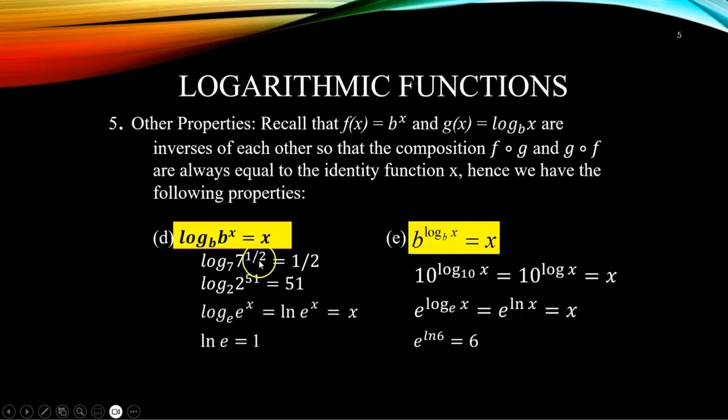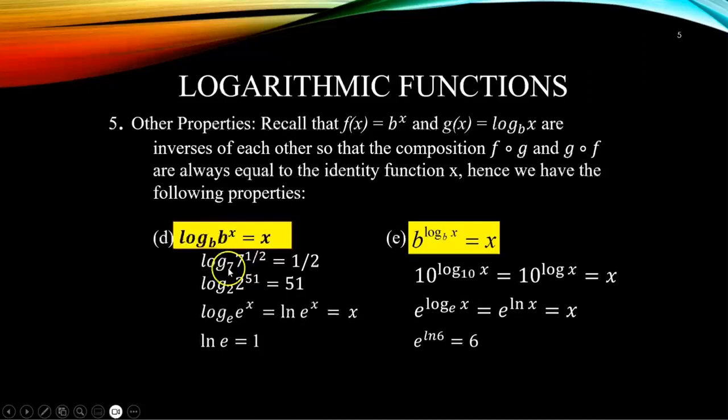Some other properties are these, D and E. For example, the argument is raised to x. You know that one of the properties of power is you can bring down the power to the front. And then if the base and the argument are the same for the log, this is actually an identity. So that's x times 1, just like the example in here.